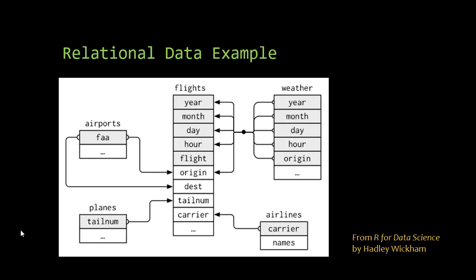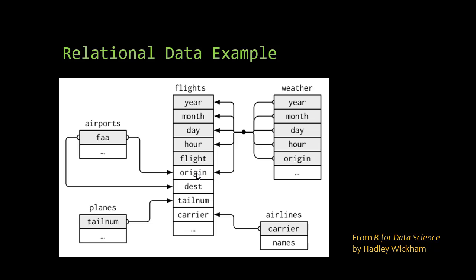Okay, so if we were, for instance, to ask it to join flights with planes, the only variable that appears in both of these is tail number, so that's going to be used as the key. So no key is specified. It will use all the variables that match. If we use weather, it's going to match based upon year, month, day, hour, and is that it? No, origin. Origin is here as well. Year, month, day, hour, and origin. So it's going to match based upon those.